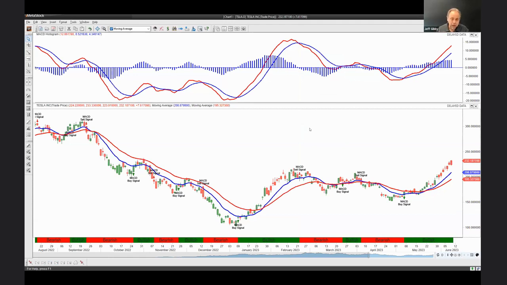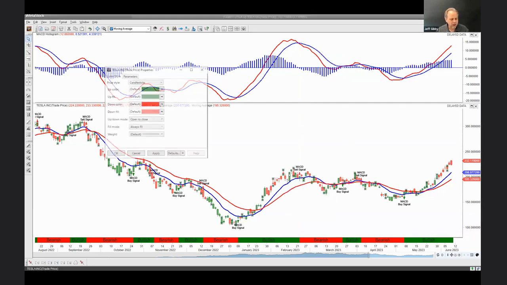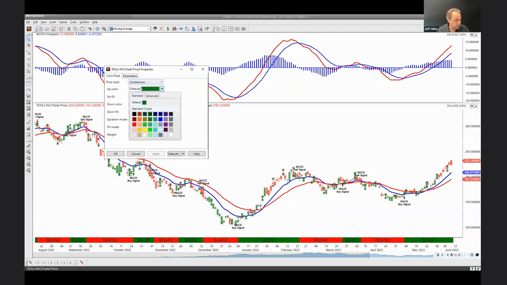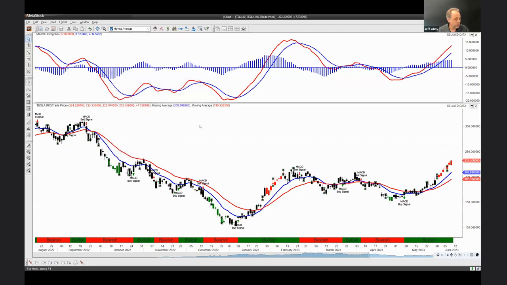So the second method is you can look at it as an overbought or oversold indicator. That's a reversion to the mean type of idea. For this, I'm going to change the color of my charts a little bit so the highlights stand out. I'm just going to make them black and white. I'll go ahead and click OK. That way I can see where the MACD starts to get overbought and overextended.